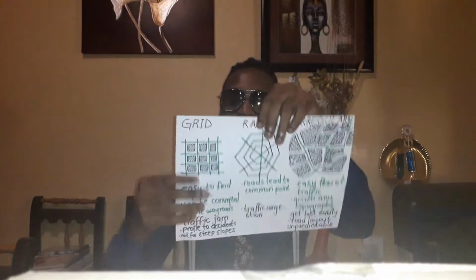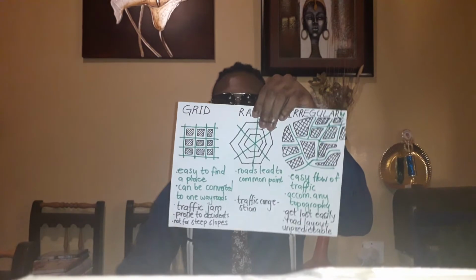But the disadvantages of this street pattern is that they are associated with traffic jam or traffic congestion. And also they are prone to accidents. And then finally, the disadvantage is that these kind of street patterns cannot be built on steep slopes. So they can only be built on the slopes that are gentle. So that was the grid pattern advantages and disadvantages.